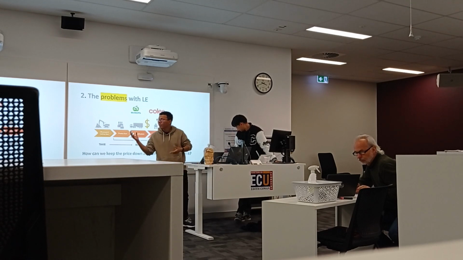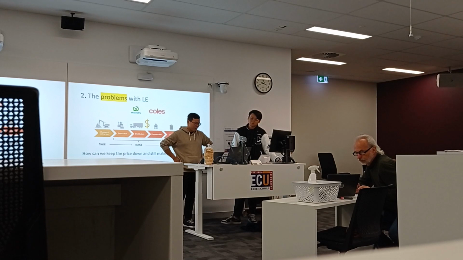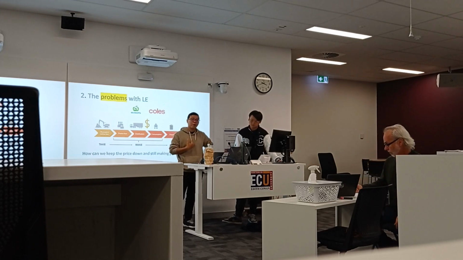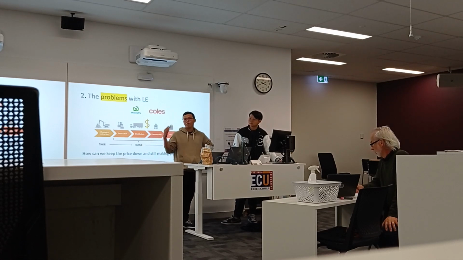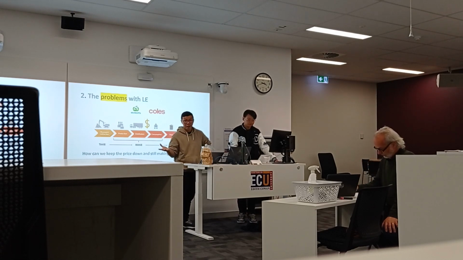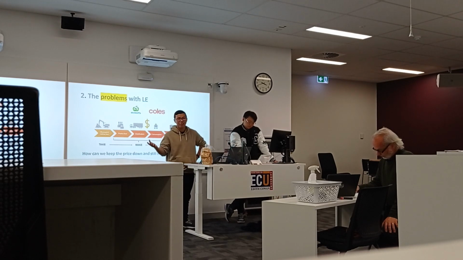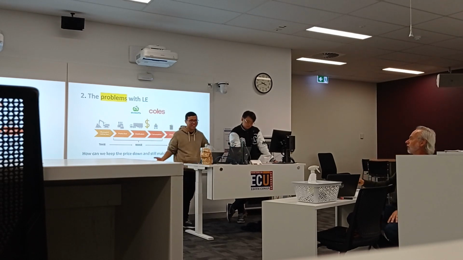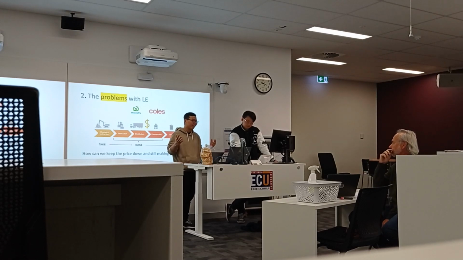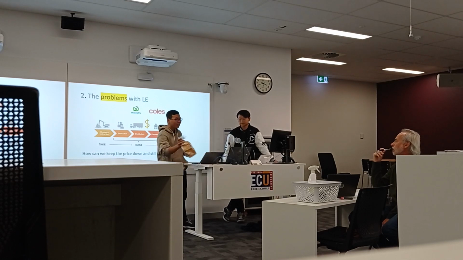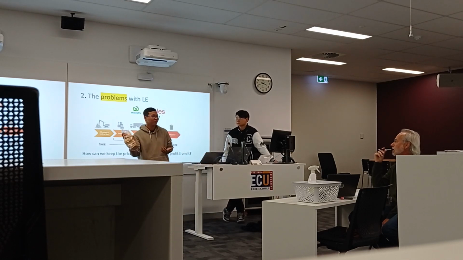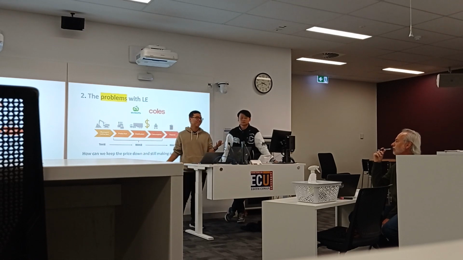So next, the problem with this linear economy mindset. So for example, I am a woodworker. I sell this bag of sandwich for $1.9, and Coles is my competitor. They will try somehow to lower the price, like $1.8, to outsell me. So how can I keep my price down and still make profit from it? How can I keep this price so low? Is there any way?